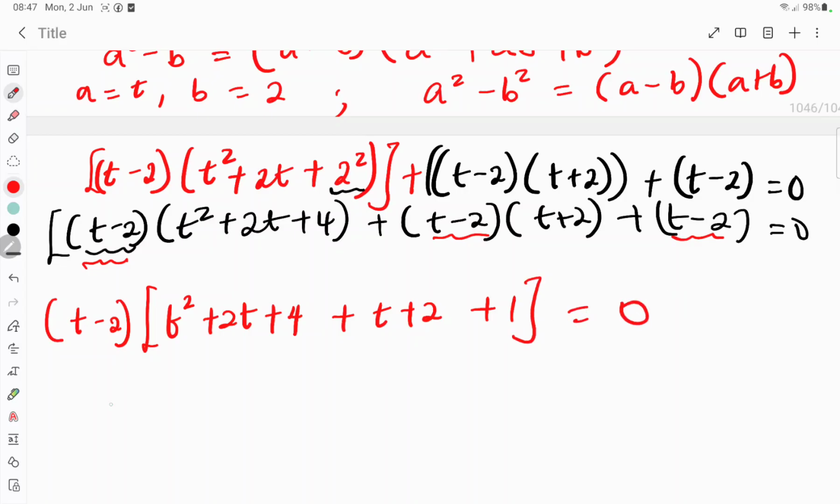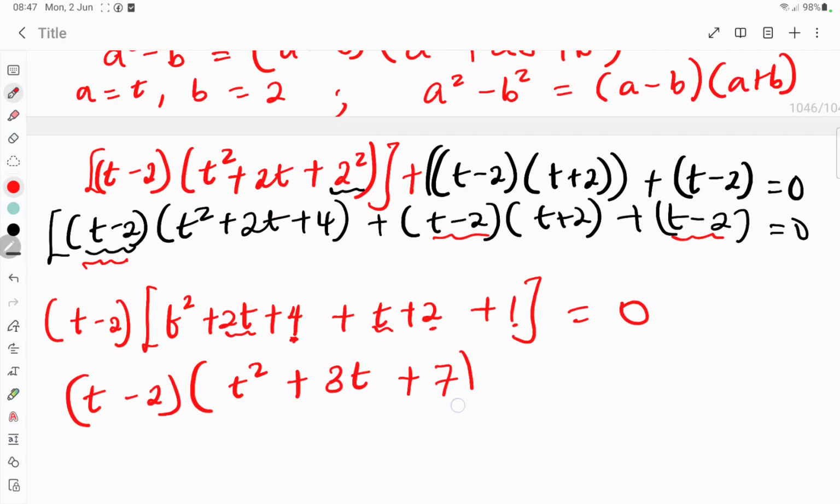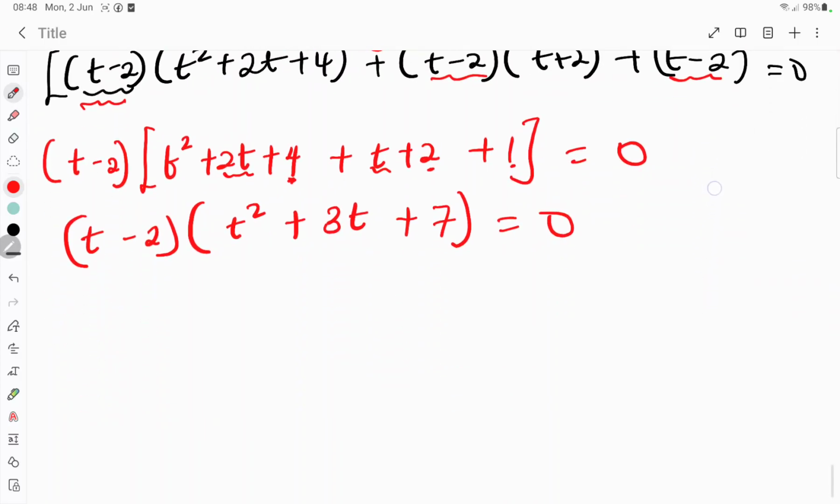0. So here you can see that t minus 2 into, we are having t squared, then 2t plus t will give you what? Plus 3t. Then we have 4 plus 2 is 6, plus 1 is 7, plus 7, and that's equals to 0. So on getting this, you can now see it's easy. From here, you can see that these two terms are multiplying to get 0. So we equate each term to 0.